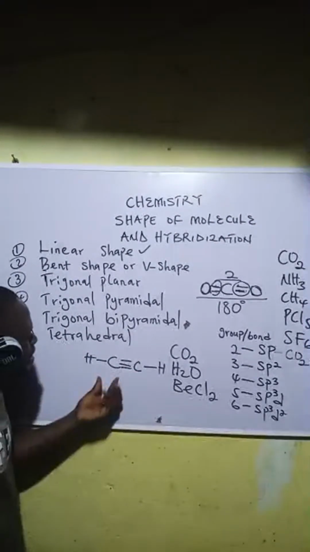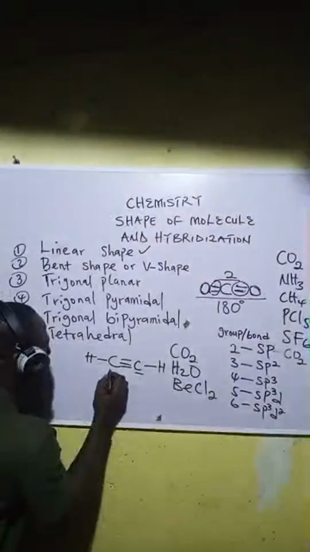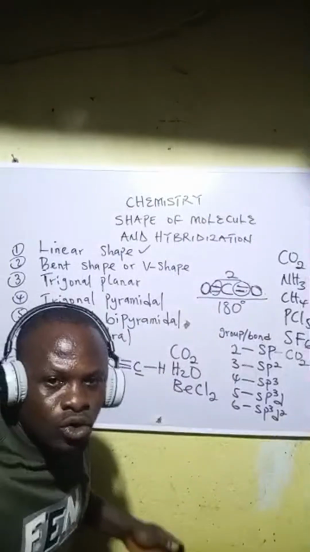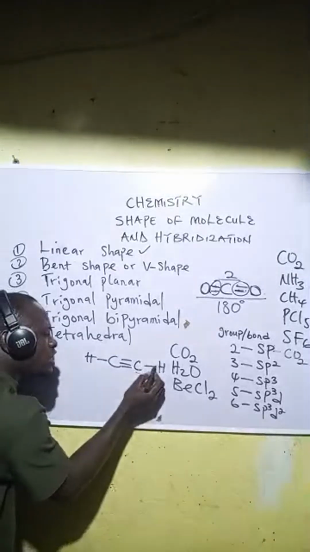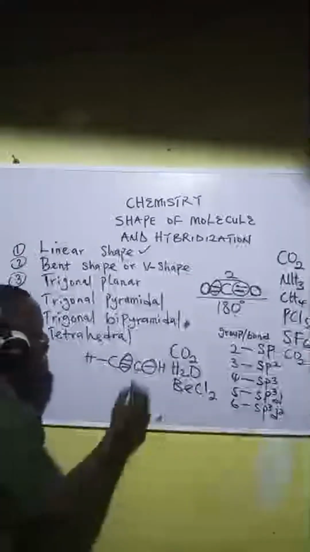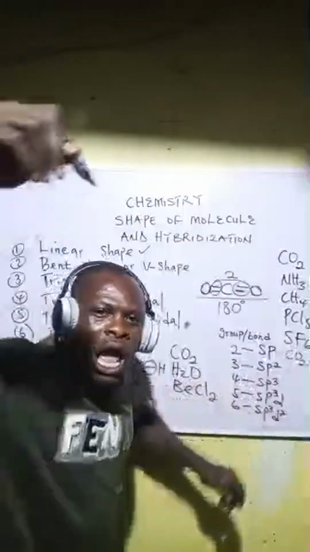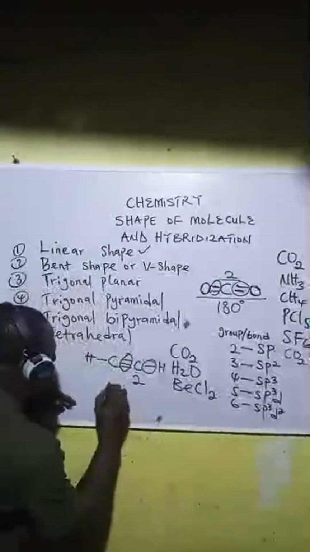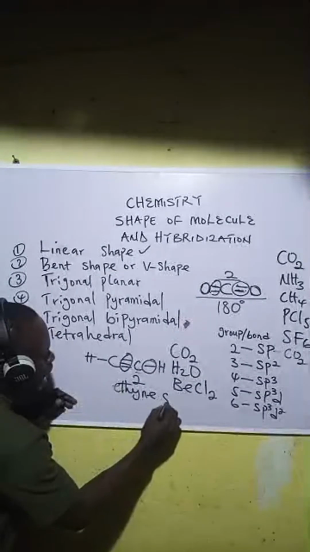Now this one, you are going to look at the central atom. It is either the carbon of this one is the central atom, or the carbon of this one is the central atom. Do you understand? So if you look at the carbon of this one as the central atom, the bond connecting this hydrogen to this carbon, we have one here. The bond connecting this carbon atom to this one, we have one here. Therefore, there are 2. So 2 will be sp hybridization. So hybridization in alkyne, this is alkyne, call it ethyne. Hybridization in ethyne is sp hybridization.